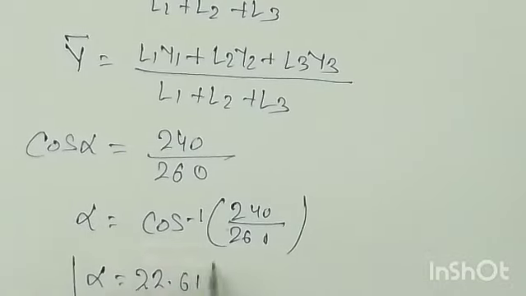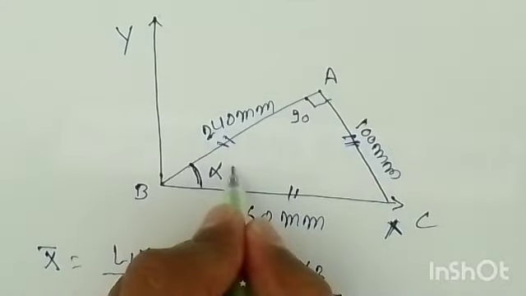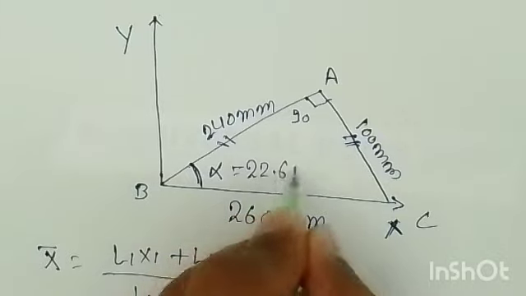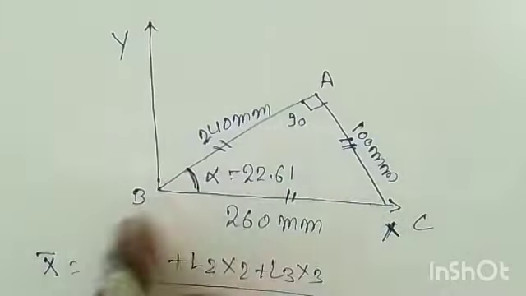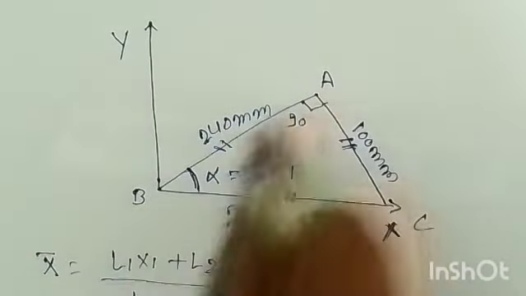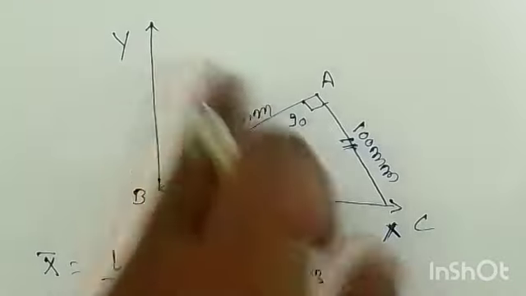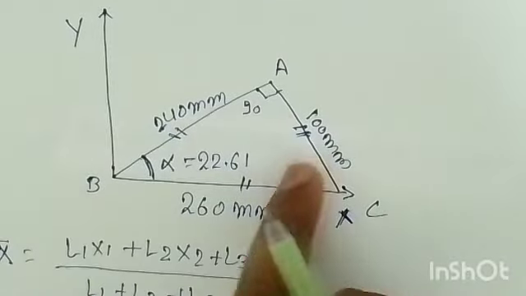So alpha is equal to 22.61 degrees, and we can put it here. It is not given, right? So if I find the components using this alpha, the horizontal component is AB cos 22.61, and the vertical component is AB sin 22.61.